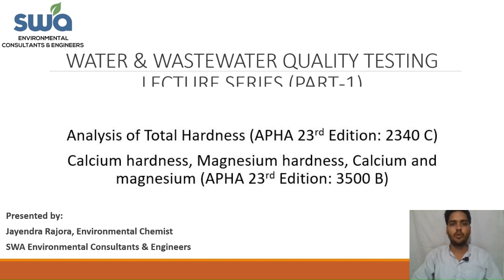This is video number 4 of Water and Wastewater Quality Testing Lecture Series Part 1. In this video, we are going to learn about the analysis of total hardness and calcium hardness. For total hardness, we will refer to the method IS 2340C. For calcium hardness, calcium and magnesium, we will refer to the method IS 3500 calcium B. So let's start the video.